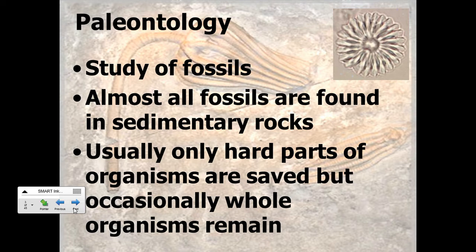Usually only the hard parts of organisms are saved, but occasionally whole organisms remain. Thinking about hard parts, that's bones, that sort of thing. Skin, hair, that sort of stuff decomposes pretty easily, so it doesn't get to stay around and become a fossil. And then we will talk about the different types of fossils.